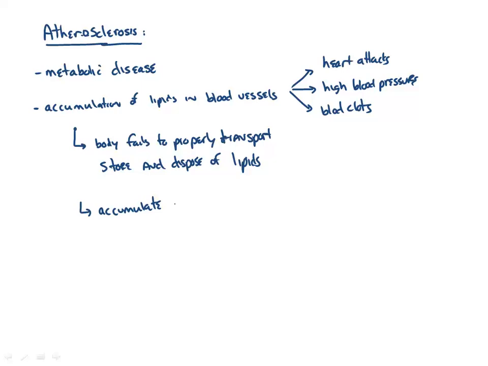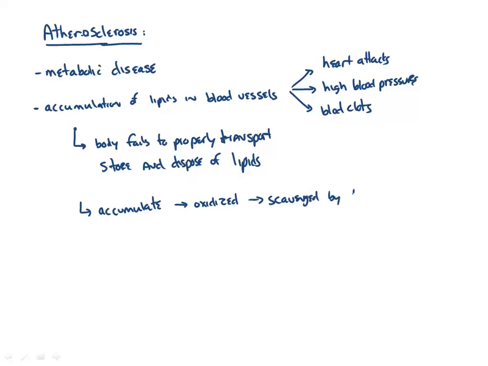So they accumulate, they are oxidized, and then they're scavenged by white blood cells. You guys are all familiar with WBC as an abbreviation for white blood cell. I would imagine Sarah uses that one a lot. And that tends to lead to them to be bloated and to both hardening and narrowing of arteries.